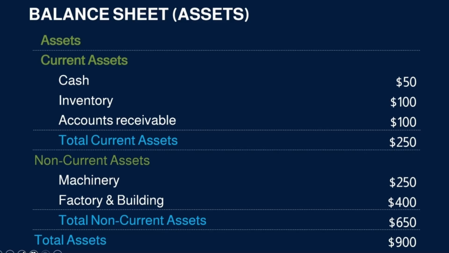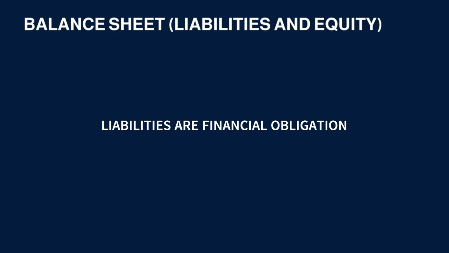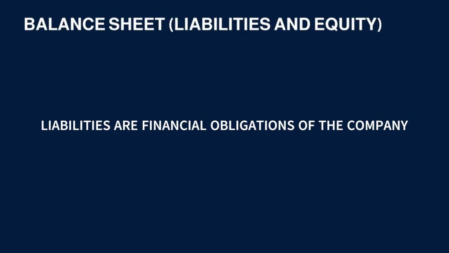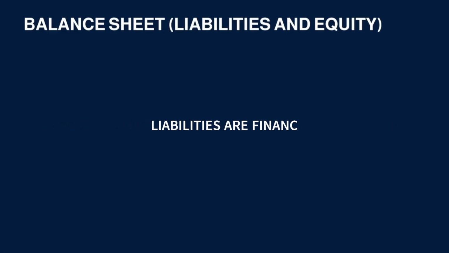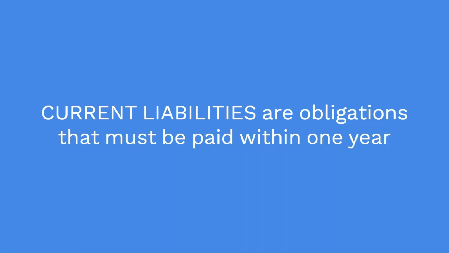Now let's look at the liability side of the balance sheet. Liabilities represent the company's financial obligations to external parties. These are amounts the company must pay in the future. Like assets, liabilities are usually divided into current liabilities and non current liabilities. Current liabilities are obligations that must be paid within 1 year.